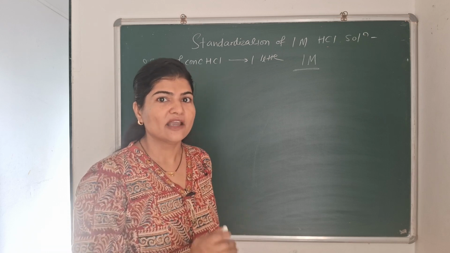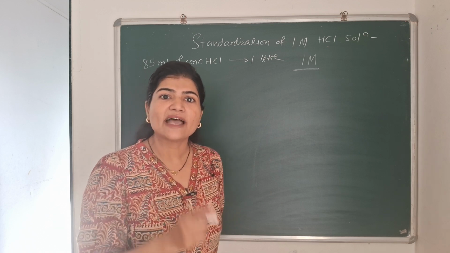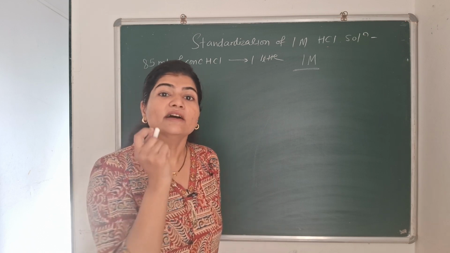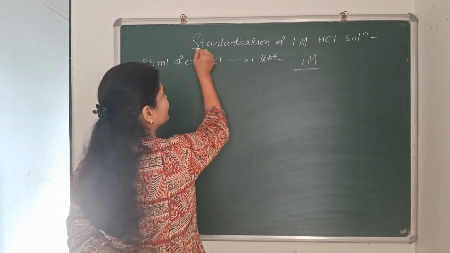Now, after preparation, I know that in my volumetric flask there is 1 molar HCl, theoretically, approximately. Why? Because it is a secondary standard solution. Now what I have to do is determine the exact concentration. So I will go for standardization.